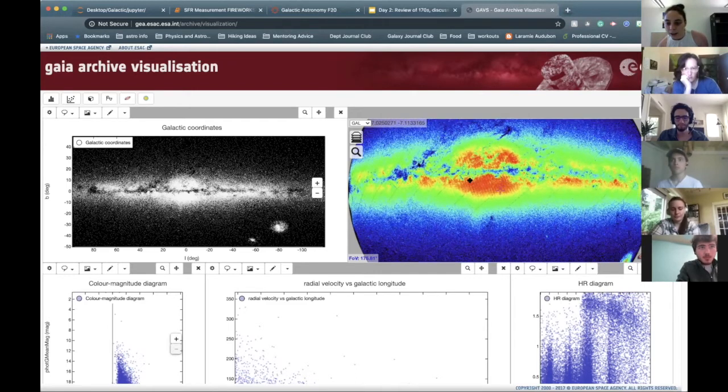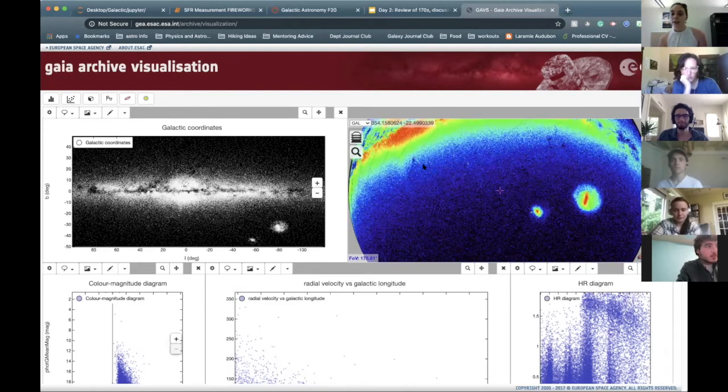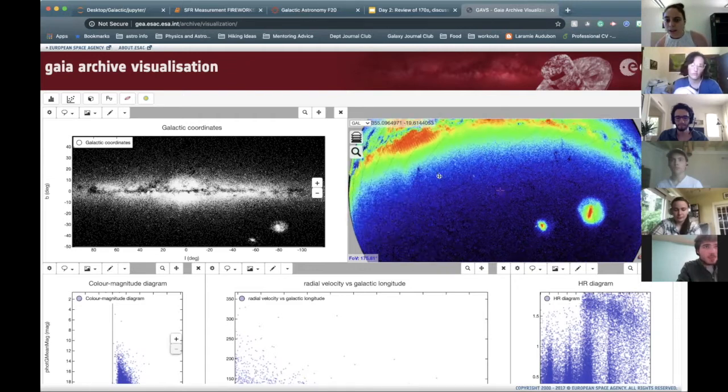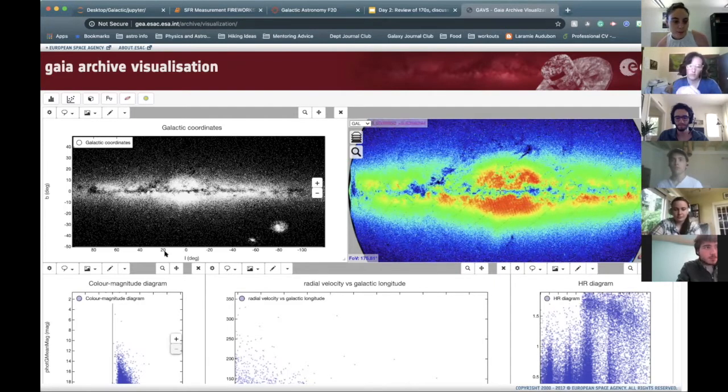Another thing I think is kind of cool is that you can see the SMC and the LMC in Gaia as well. So they're getting really precise distances to the LMC and the SMC, which is helping us calibrate some of our other distance ladder steps as well. So Gaia is just a pretty incredible project.